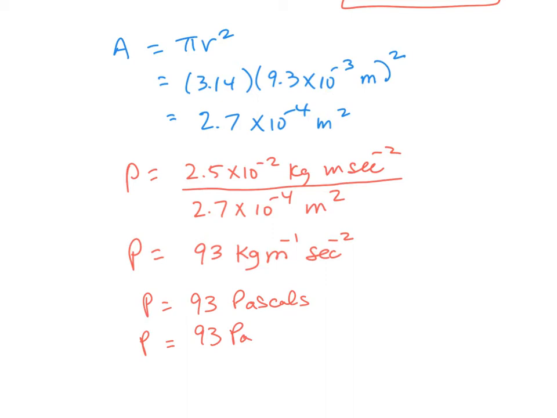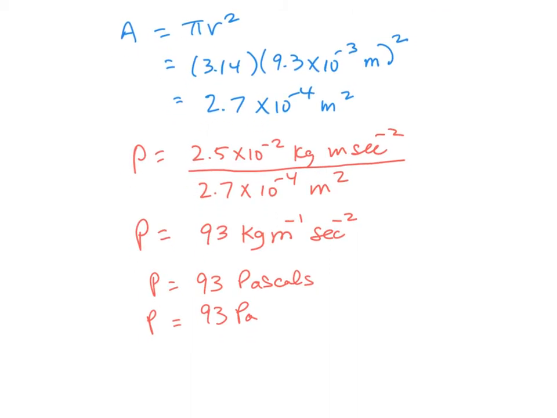All right, so it's just a simple calculation. Think about a coin on a table. The pressure that the coin exerts is 93 pascals. I'm sure you can argue that that's not a very large pressure, not a very high pressure associated with the coin.